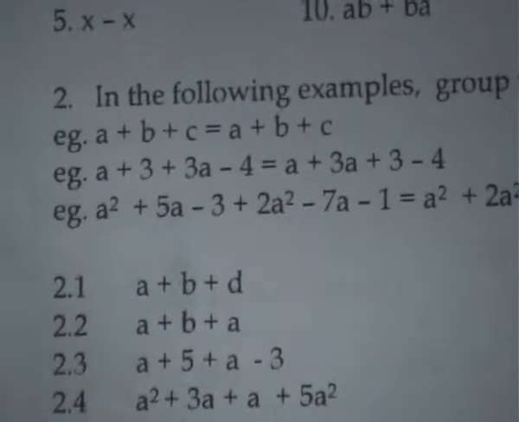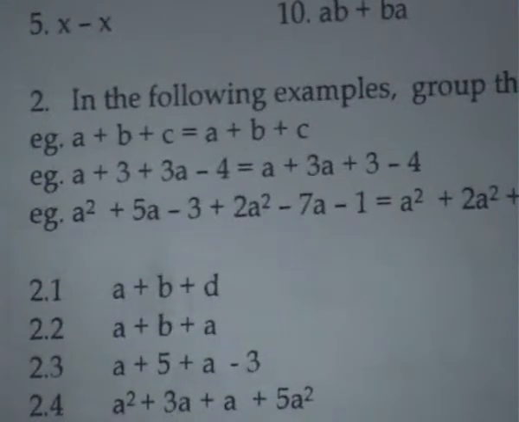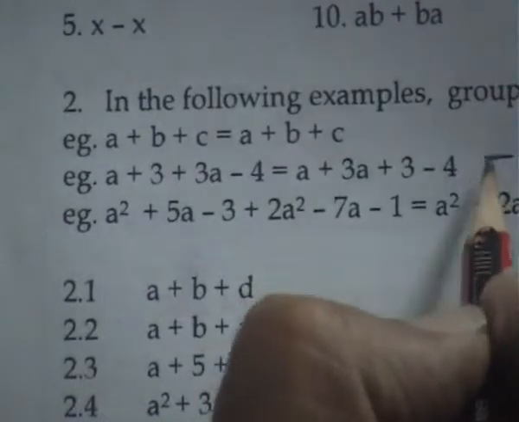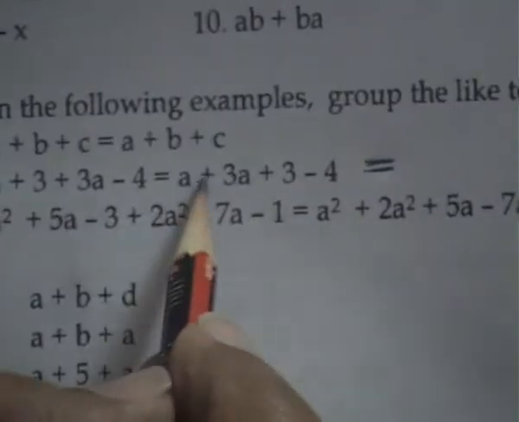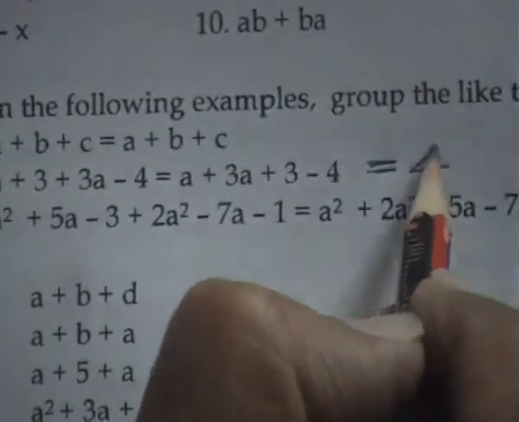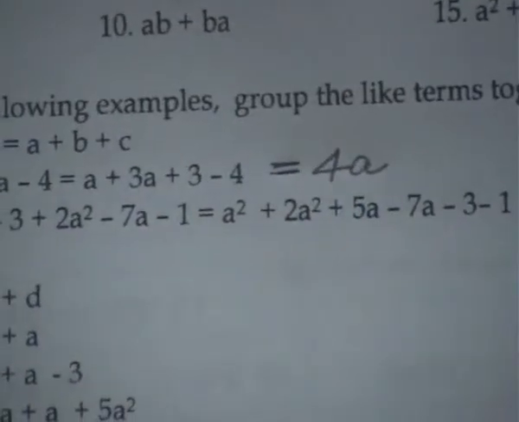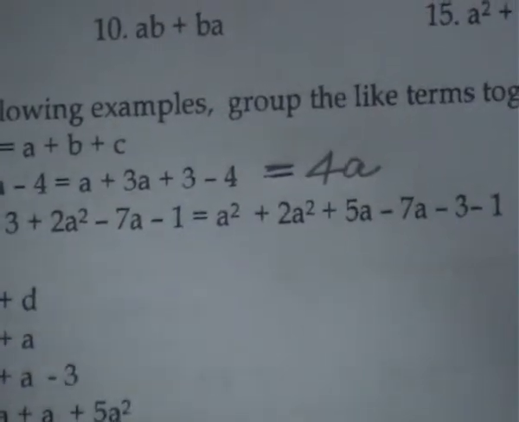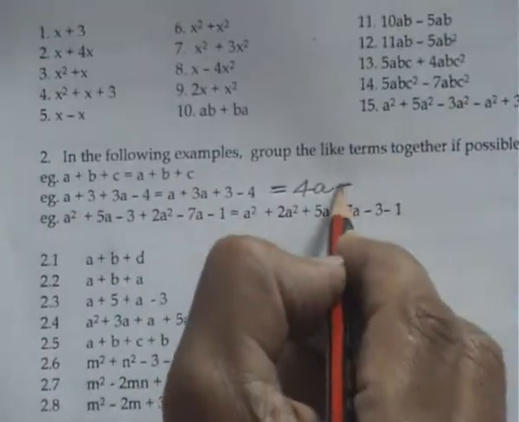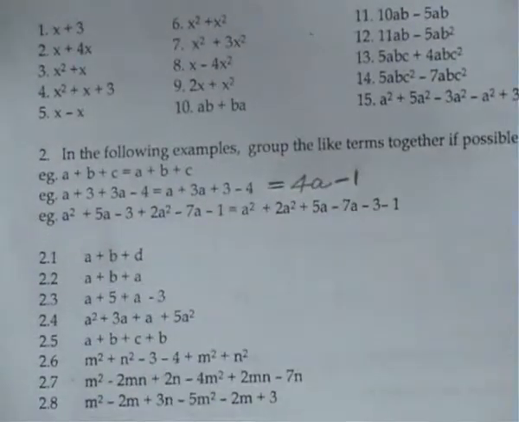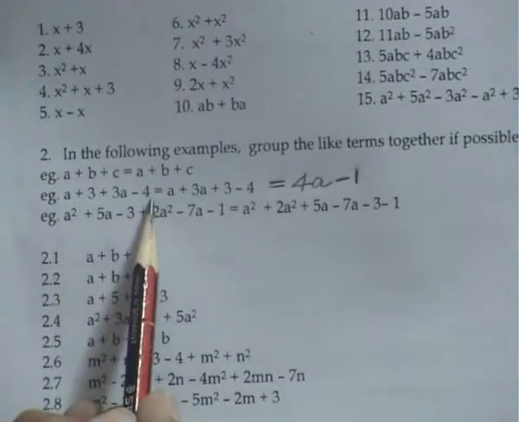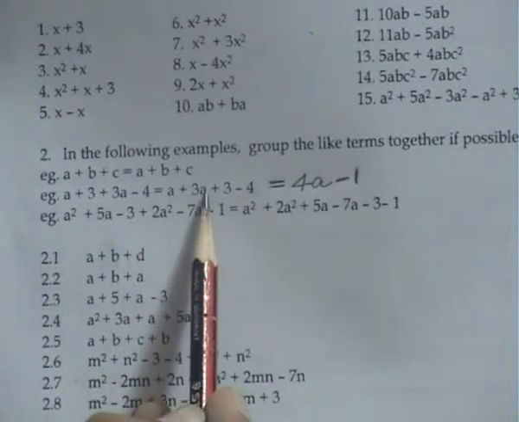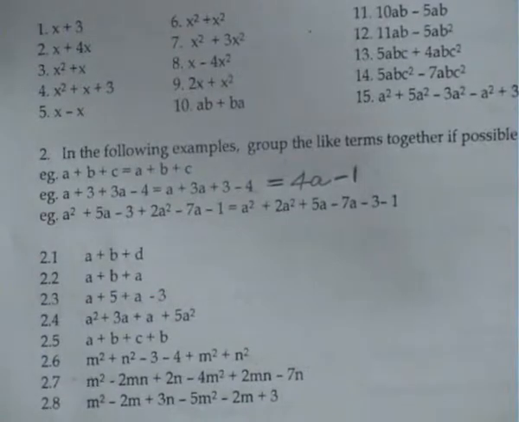So, if we look at this example here, we grouped them already. And now we want to add, so we go one more step. Now A plus 3A gives us 4A. And then 3 minus 4, remember your integers, you have 3, you owe 1, therefore you'll end up owing 1. So, to do this example here, we first wrote the like terms together and then we added them and wrote the final answer down.